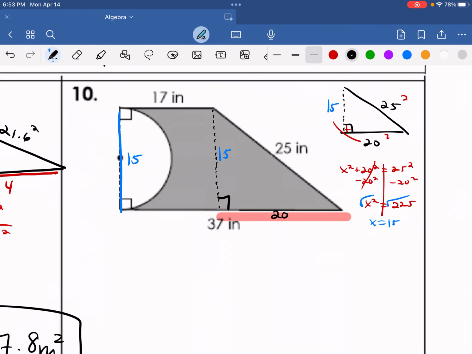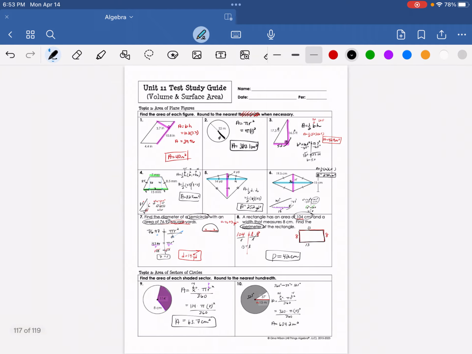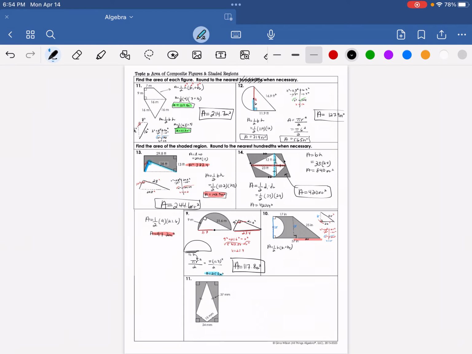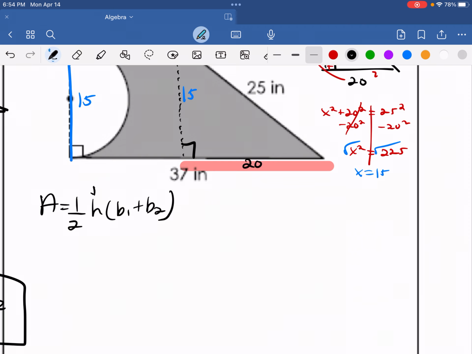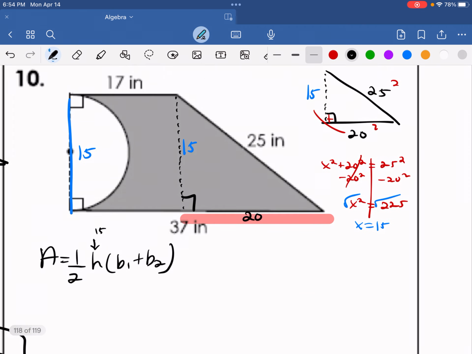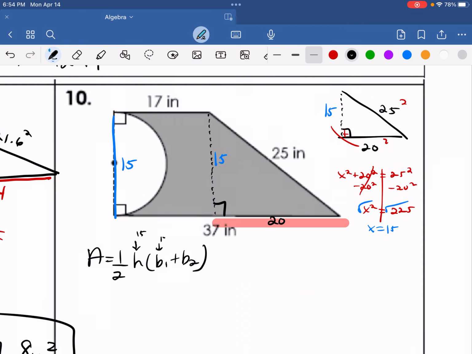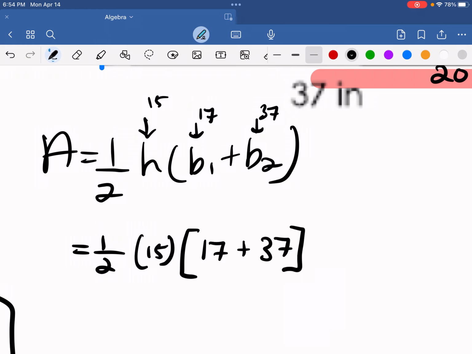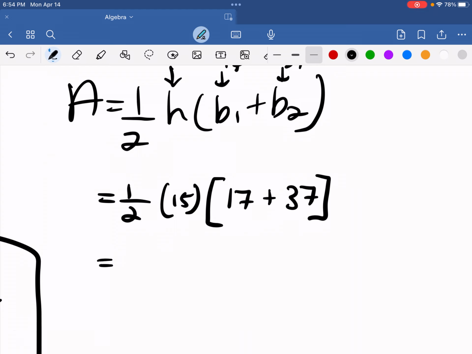So for the formula of the trapezoid, area equals 1/2 height times b1 plus b2. And you should be looking at your reference sheet. That would be, again, number 6. The height is 15. Base 1 could be 17. Base 2 is 37. So area equals 1/2 times height 15 times base 1, 17, plus 37. And we just plug it in.